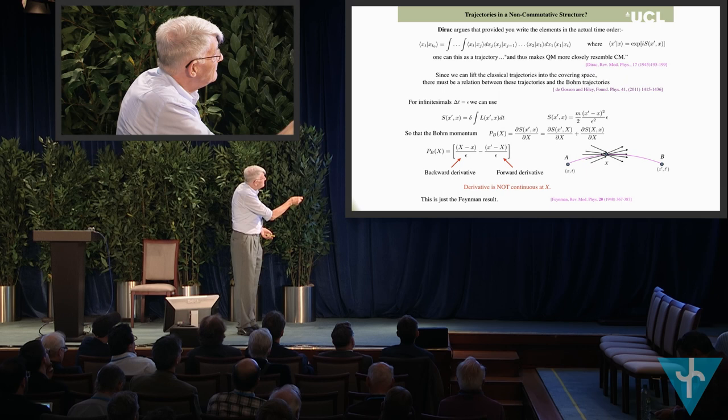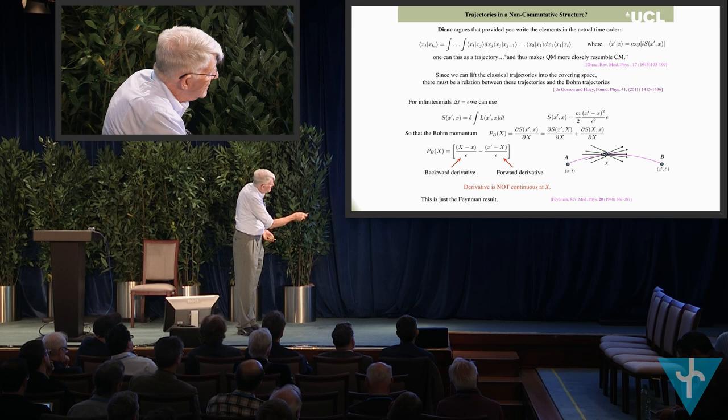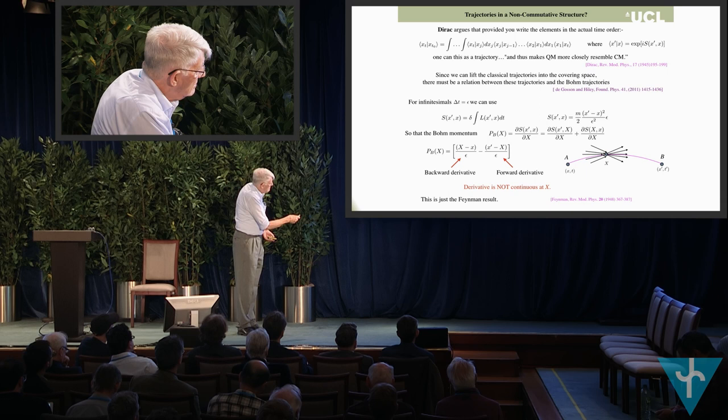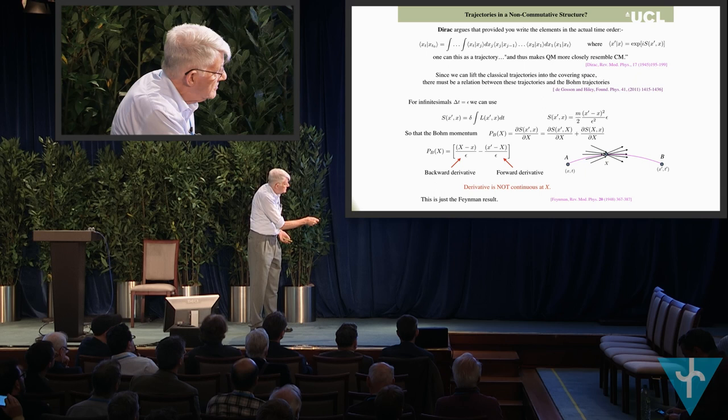And in fact, you can very quickly go through using what we do with Feynman propagators, taking the S function as just the classical action. If you go to order epsilon, which is order delta T, what you find is that you get a momentum, and it's actually the Bohm momentum, which is made out of a backward derivative and a forward derivative. What we mean by that is that a backward derivative is a derivative coming to here, and a forward derivative is going from there to the future.